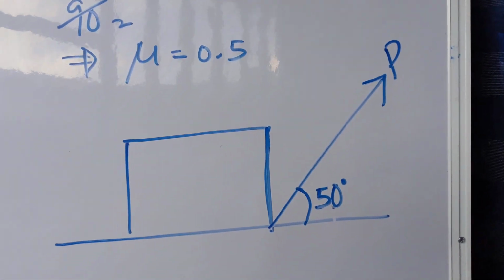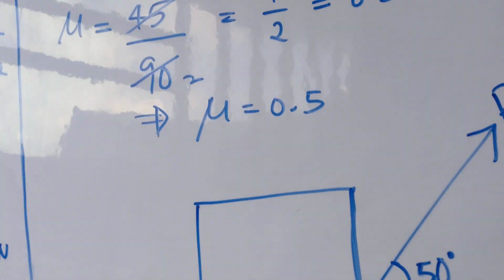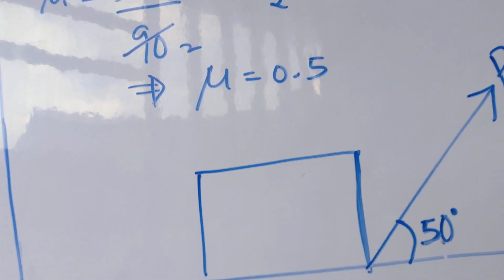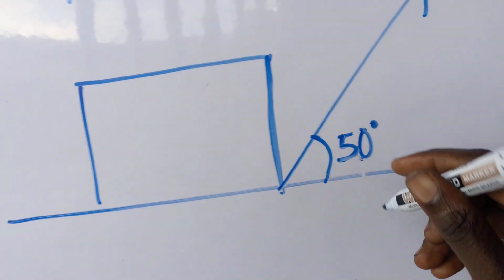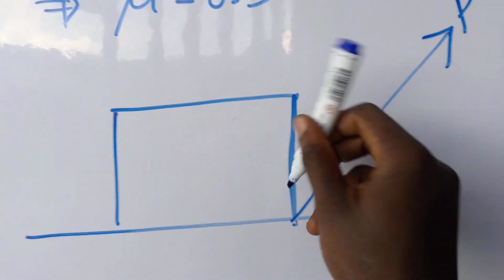It is pulled at an angle of 50 degrees to the horizontal. So find the force required to move the crate over the horizontal surface. So we are looking for this force. Now you will resolve this way and this way.